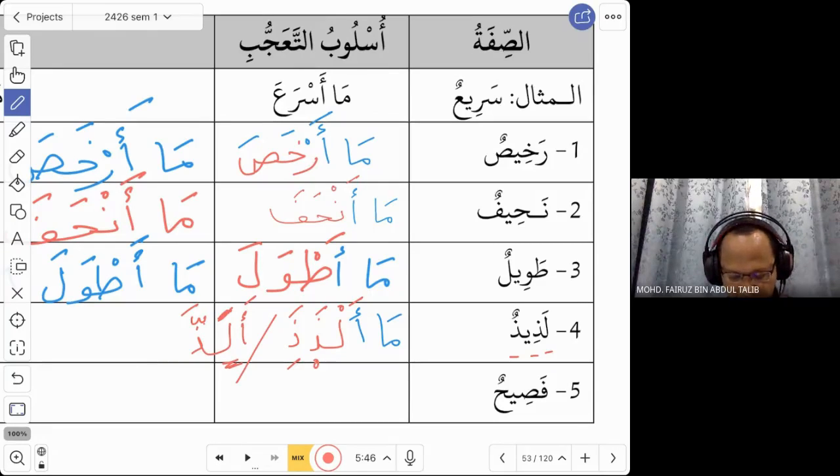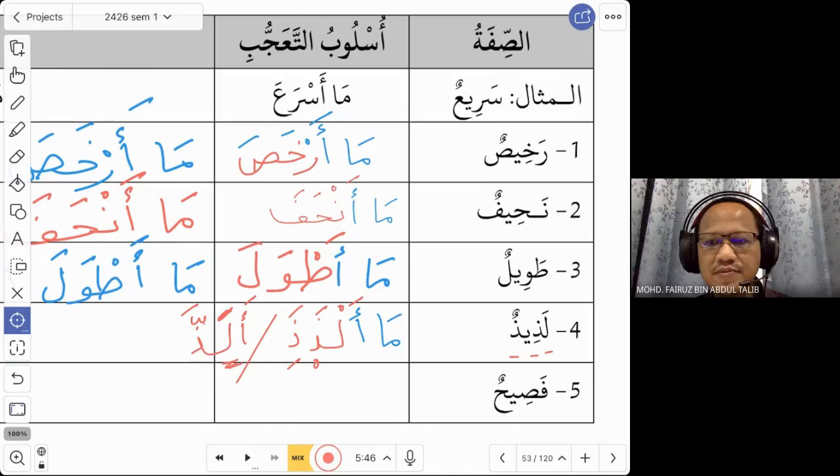When does it happen? If you have this kind of word, two similar letters, zal and zal. So we don't say alzaza, we combine these two. So it becomes only one zal, and then we read alazza. Okay, there are only a few words. Yes, you want to ask a question?